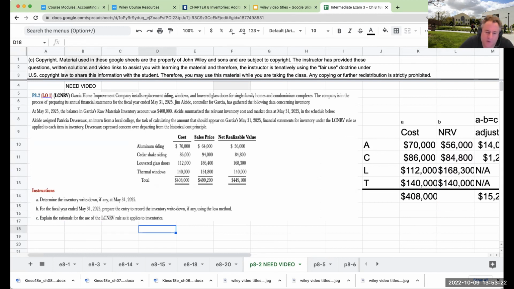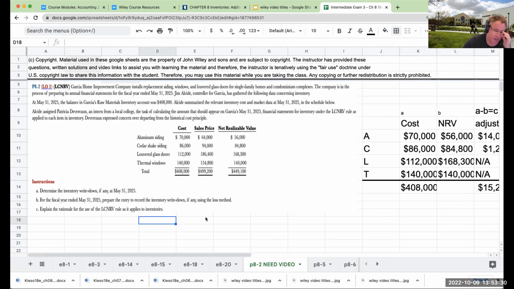For part B, for the fiscal year ended May 31st, 2025, prepare the entry to record the inventory write down, if any, using the loss method. Well, the methods I like to use are one or the other, right? So the solution I think shows loss on 5/31/25. Let's see what they called it. They called this an inventory loss, and then you're crediting inventory directly.